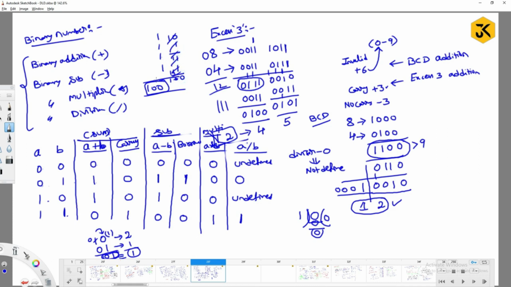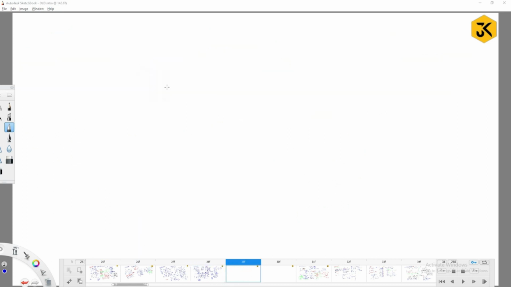At that time, what will happen? The first 0 will be carried to the next immediate position, and the next 1 will be carried to the next super carry. This is what you have to understand, so that's the reason I will take simple examples here.